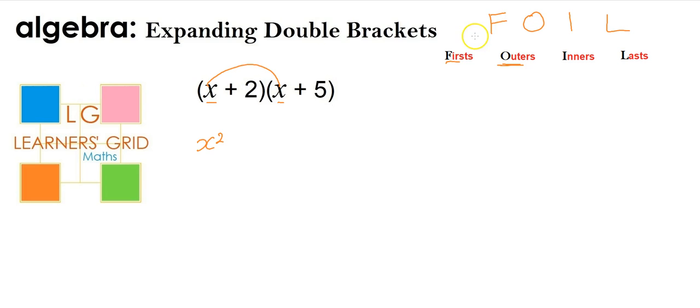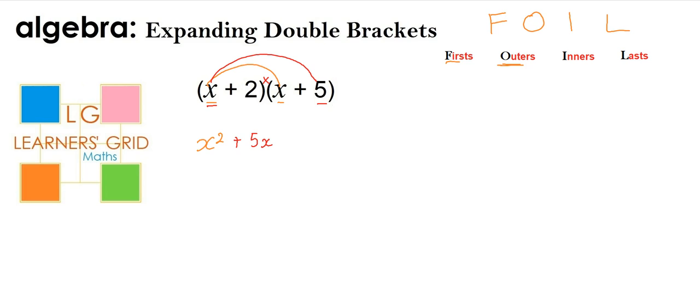Next we do the outers, and the outers refers to the terms that are on the outside of the brackets, closest to the outside of the outermost brackets. So you can see in this case it's x multiplied, remember this imaginary multiply, x multiplied by positive 5, which is positive 5x.